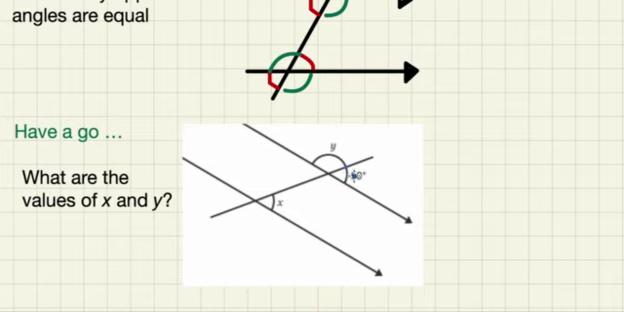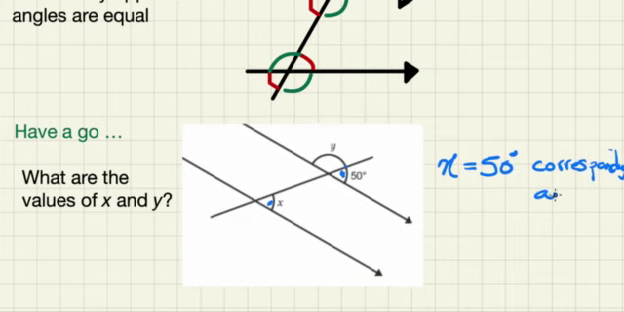Now, when I say we're only given this one, we also know the rules now, so we can work out a few others. The easiest one to work out, the most straightforward one, is x, because this angle here and this angle here are corresponding angles. And we know that corresponding angles have the same value. So x equals 50 degrees because it's a corresponding angle. So this value is 50 degrees.